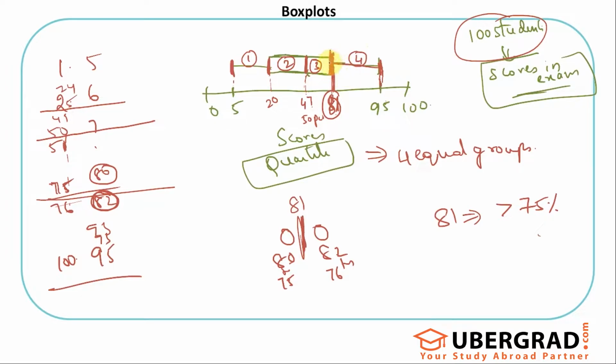I know that this is my thing. So how many students would have scored more than 81? 25%, right? This is the top 25%, the group which gets more than 81. How many students got less than 81? That is 75%. How many students got 81?